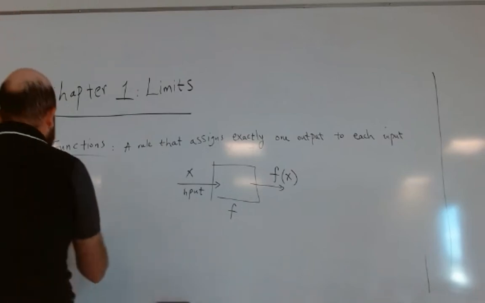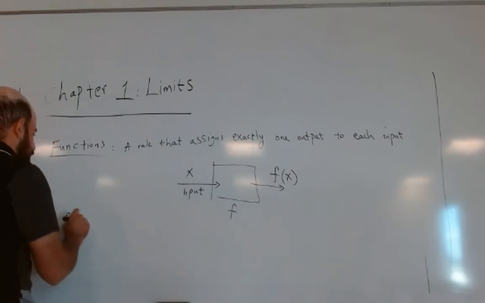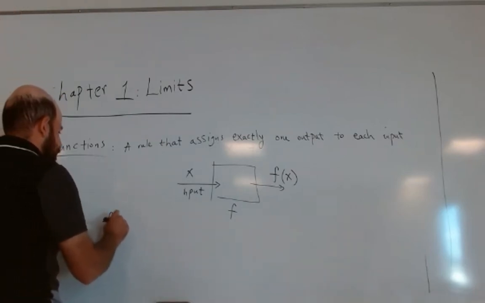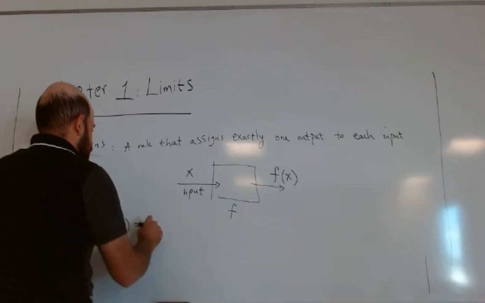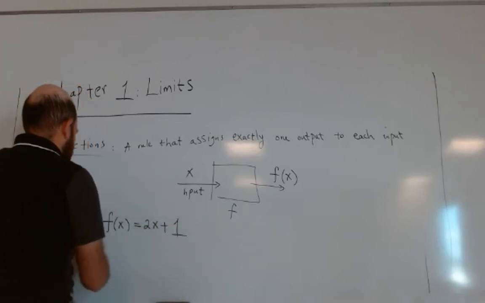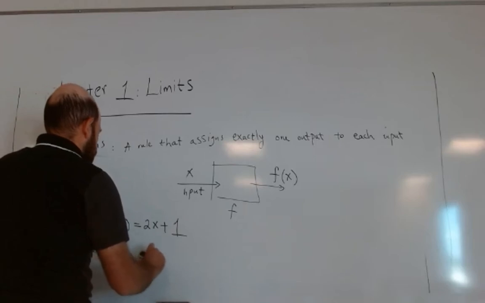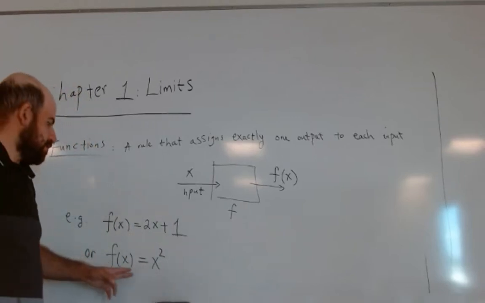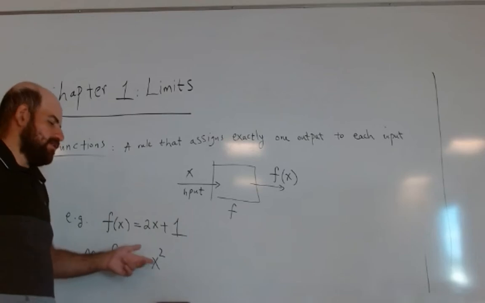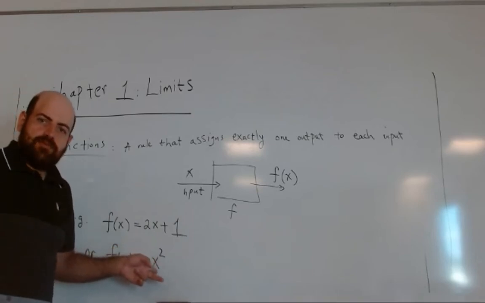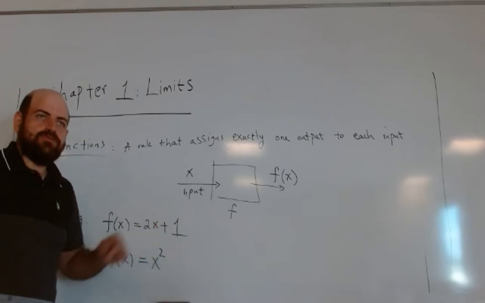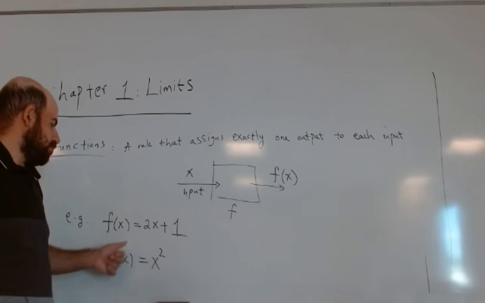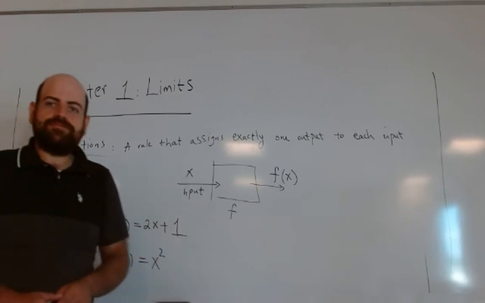So for example, let's say F of X equals 2X plus 1. Or we could say F of X equals X squared. So when you say F of X equals X squared, it means if your input is X, the output is the same as the input, but the input to the power 2. You have to raise the input to the power 2 to get your output.